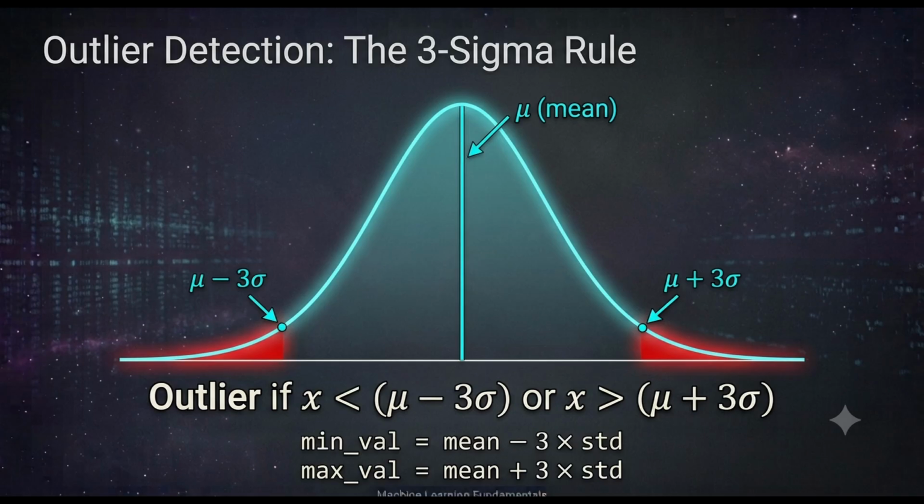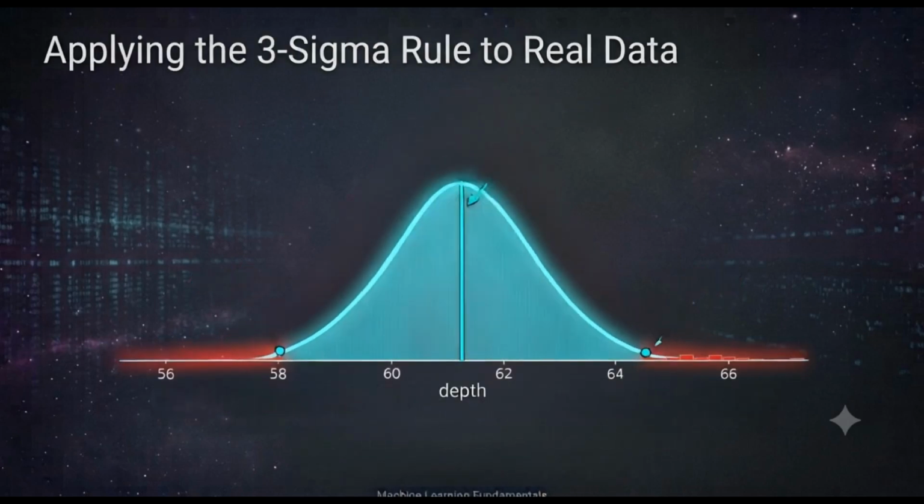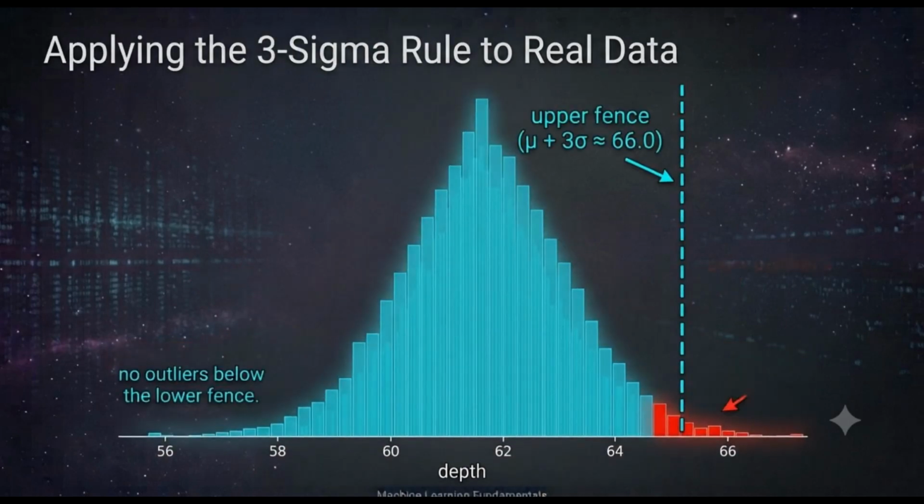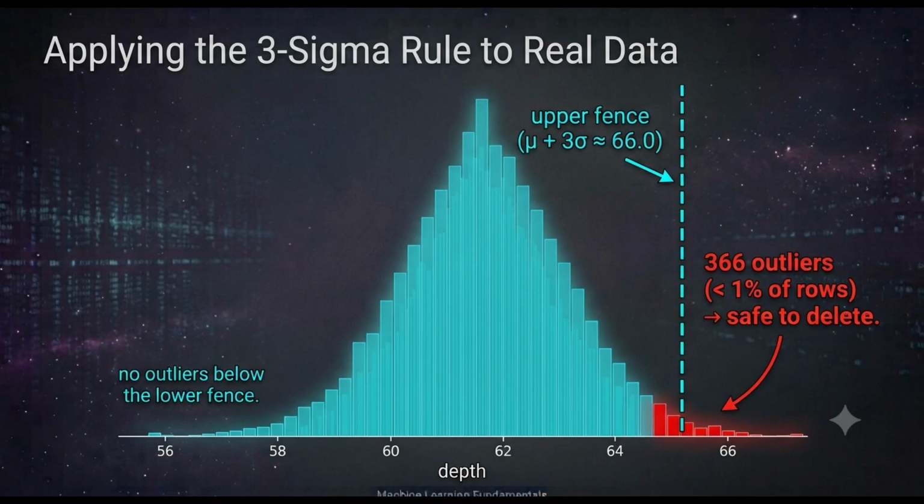Before you trust that this rule even applies, you should look at the data. Plotting a histogram of the feature with matplotlib lets you eyeball whether it really is bell-shaped. If the histogram looks roughly like a normal curve, the 3 sigma fences are meaningful. For our depth feature, the lower fence comes out around 57.5, and the upper fence around 66. Looking at the histogram, nothing falls below the lower fence, so no outliers on the small side, but some values poke out above the upper fence on the large side.